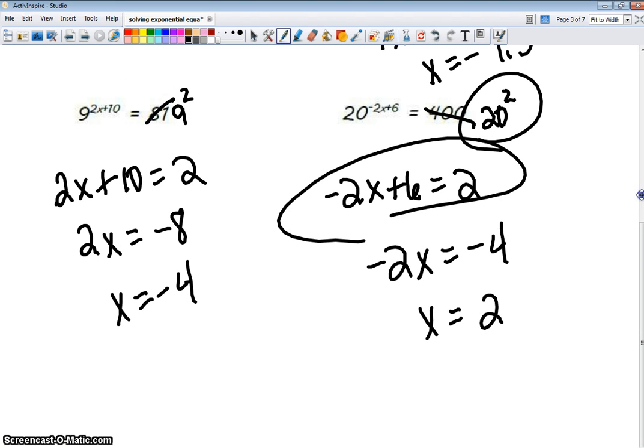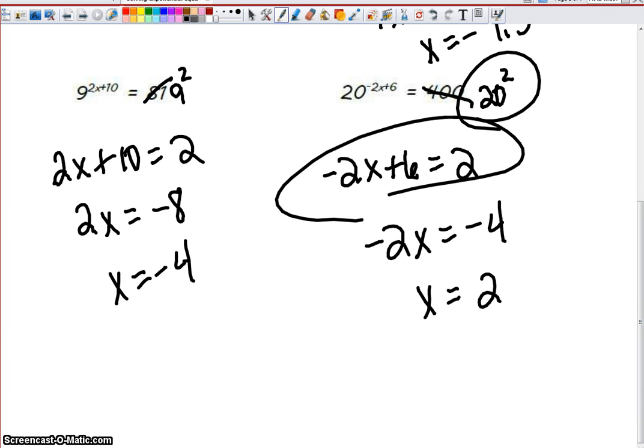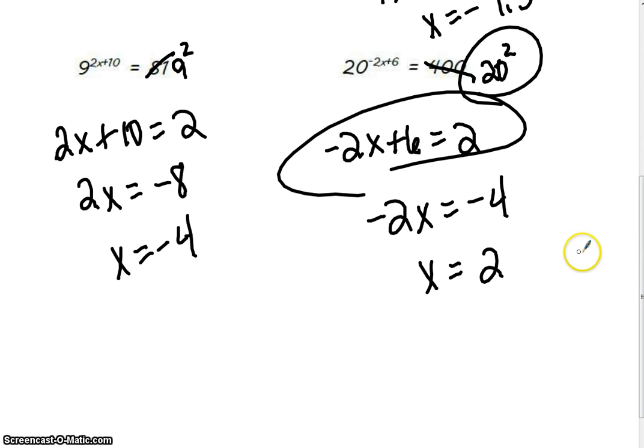Really don't want you to totally quit working on showing your work. Okay, but it is a great way to check your answer.